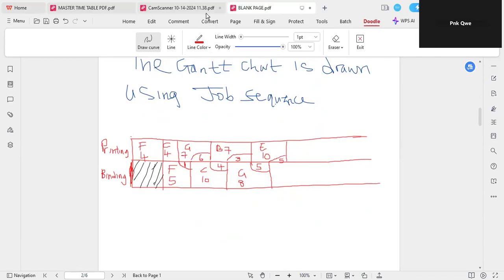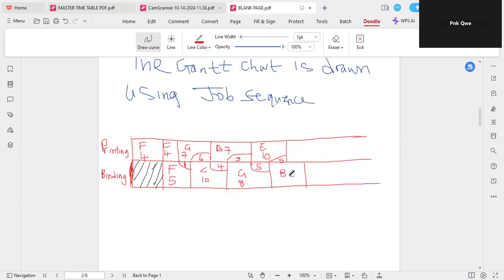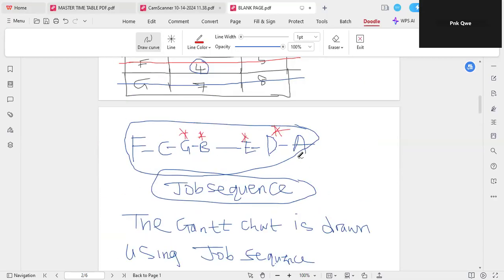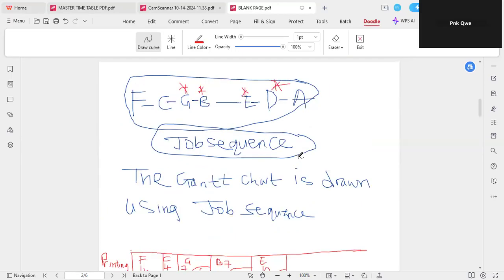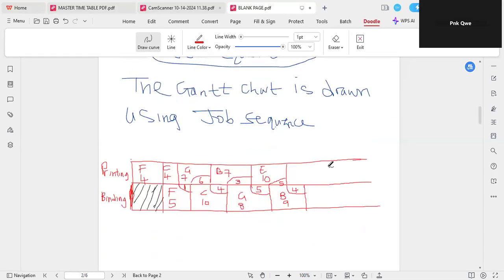And then by the time the binding B, which is taking 9 hours, is done, this is 4 hours longer. What was going on in printing, they've been printing D. Printing D is taking 7 hours, meaning that this would have taken 3 hours longer.